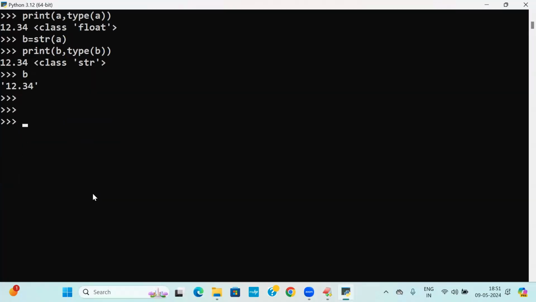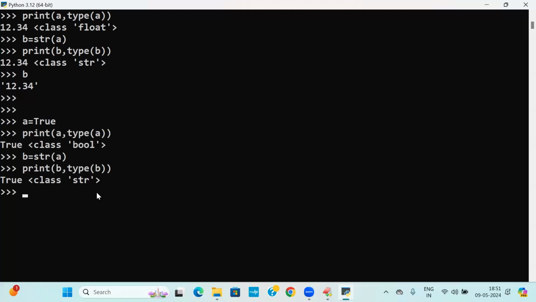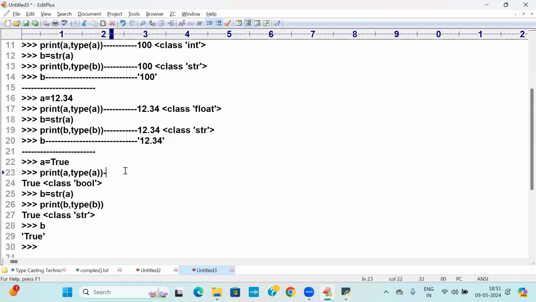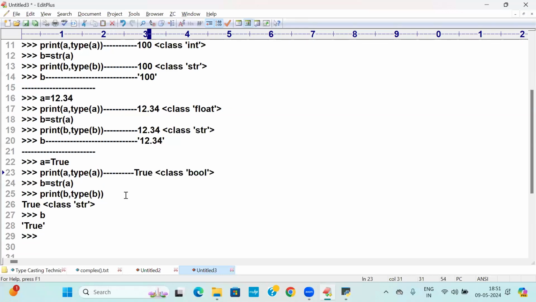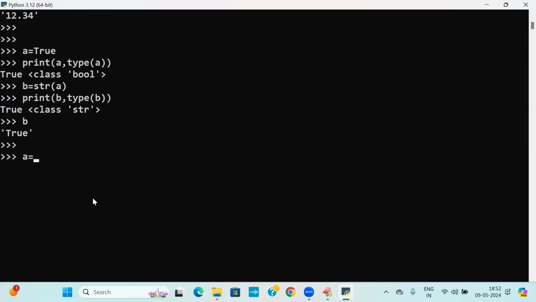Next, last but one. A is equal to True. Print of A, bool. str of bool, that is B. Is True converted into str or not? Yes. So go to the place. Here I am writing. This is the one I am having, and B is going to contain this data, like this. I hope you are following this. Done.